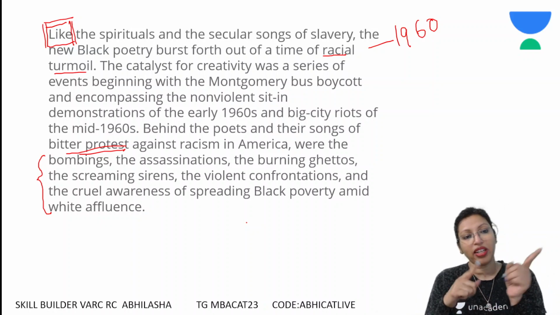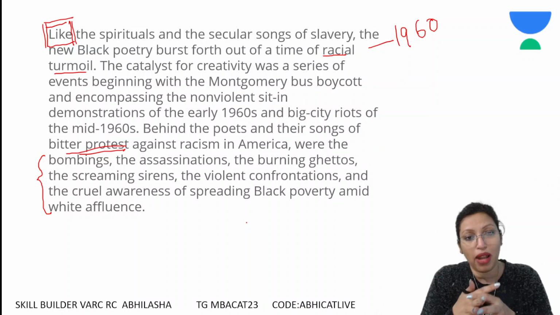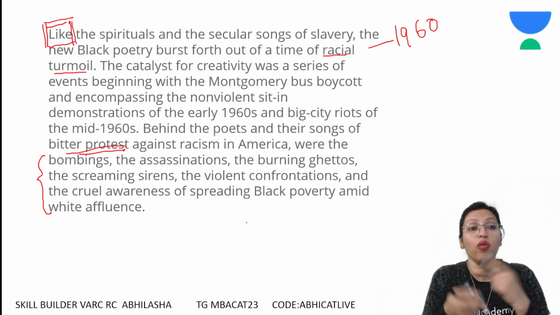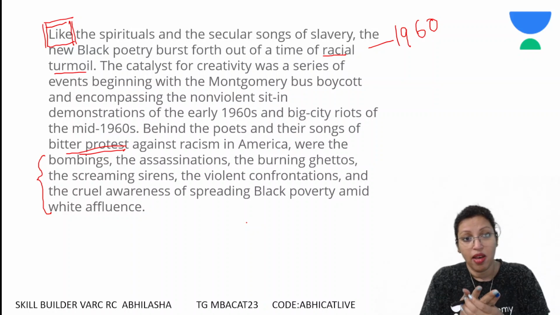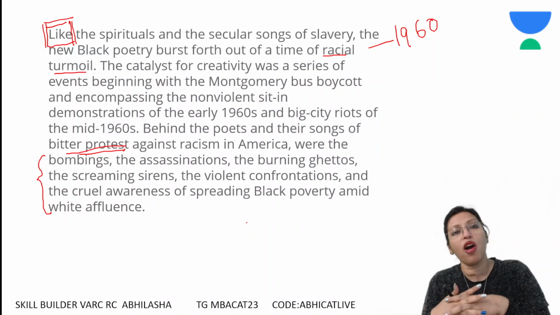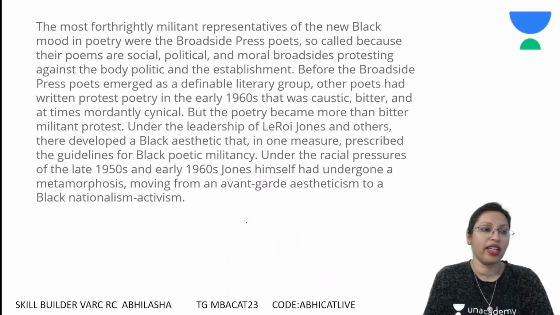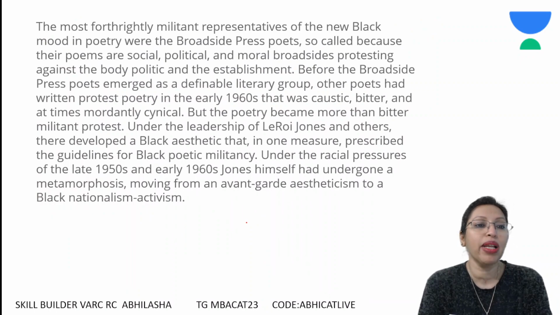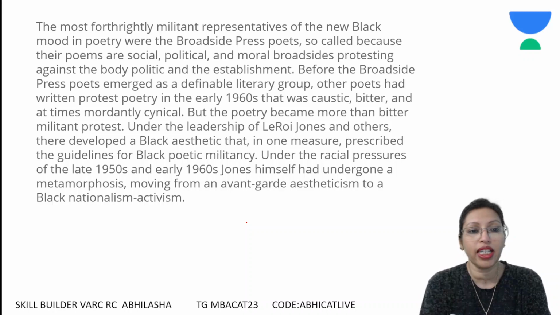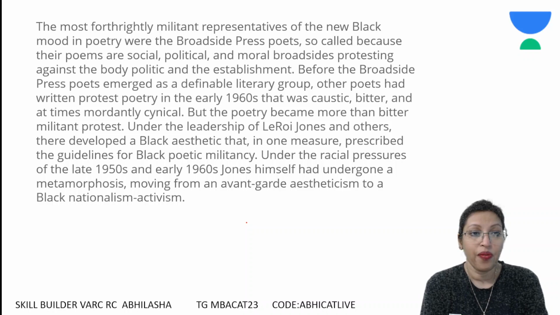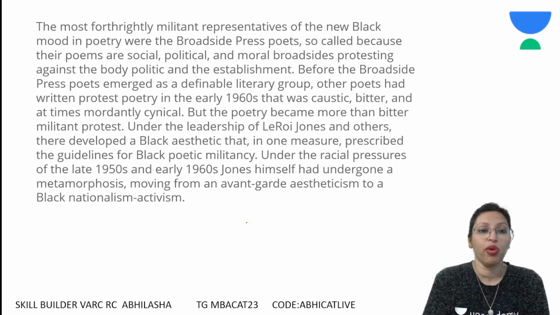So now see, in the first paragraph we spoke about the fact that there is a lot of black poetry in the 1960s. The second paragraph gives you the reason why there is so much black poetry. Because there is a lot of racial turmoil, and from that racial turmoil comes out a lot of poetry. The third paragraph: the most forthrightly militant representatives of the new black mood in poetry were the broadside press poets, so called because their poems are social, political, and moral broadsides protesting against the body politic and the establishment. So now, who are the main poets here?